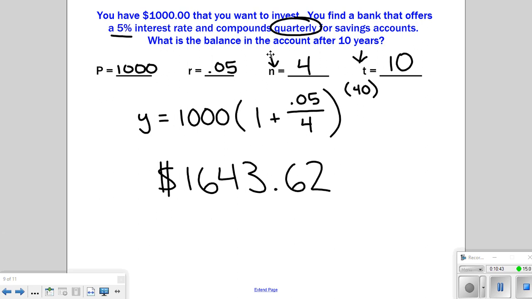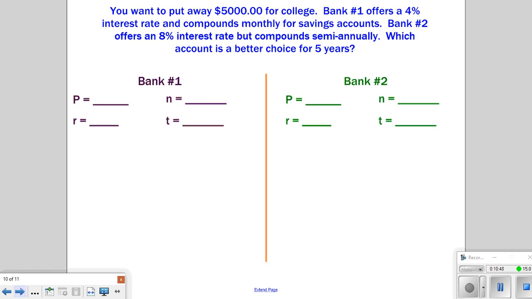We have one more problem that we are going to do. It is a comparison problem. We have two different banks. They are going to offer you two different rates, and we're going to see which one is better. The initial principal for bank number 1 is $5,000. The rate for that bank is a 4% interest rate, so that's going to be 0.04. It is compounded monthly, so that's 12 times. And we're going to let this sit in the bank for 5 years.